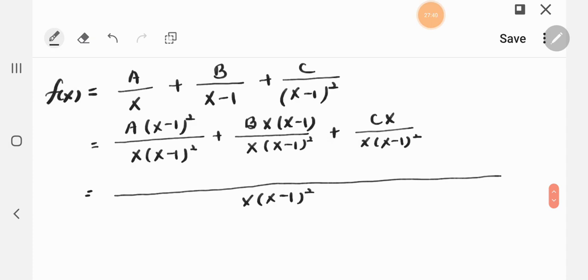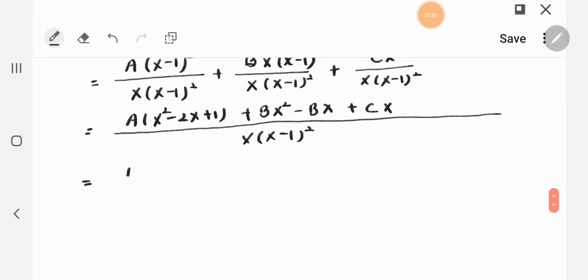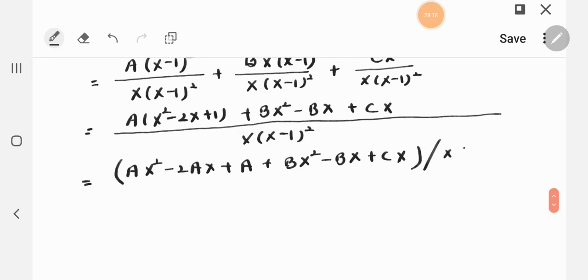Okay, before we add, let's distribute first. Okay, a times x squared minus 2x plus 1. Okay, bx squared minus bx plus cx. Okay, keep going. And this will be ax squared minus 2ax plus a plus bx squared minus bx plus cx divided by x times x minus 1 squared.